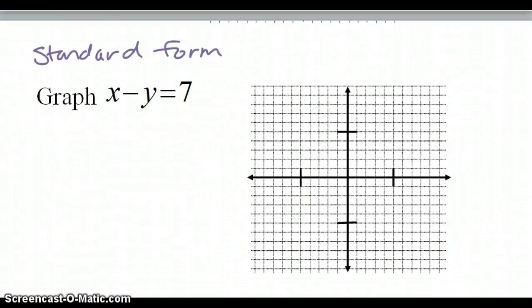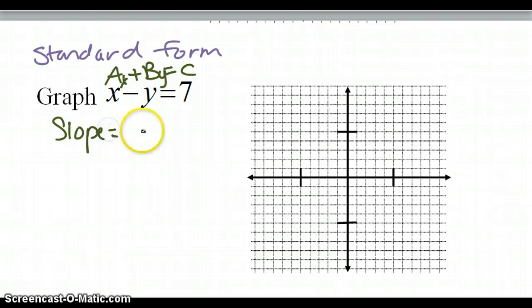All right, back down. There is a third format that we're going to work with for lines called standard form. Standard form is ax plus by equals c, where c is the constant, a is the x term, and b is the y term. The one thing you need to know about this is that slope in standard form is the negative coefficient of x over the coefficient of y. So negative a over b.